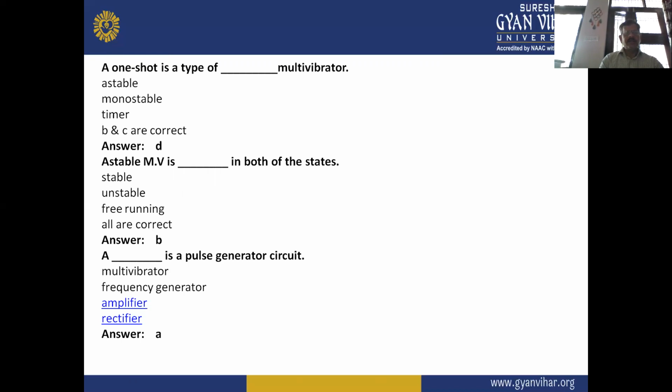In the next question, an astable multivibrator is in both of the states: first, stable; second, unstable; next, free running; and last, all are correct. So an astable multivibrator is unstable in both of the states, low state or high state. So the correct answer is option B.